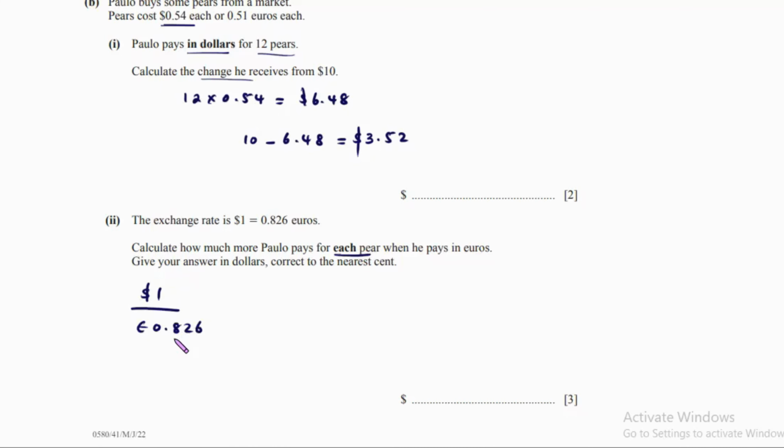So I'm going to write it in the form of a fraction. On the other side also, I need to follow that same method, where I need to write the euros at the top, dollars at the top, and the euros at the bottom. And in this case, he pays in euros.